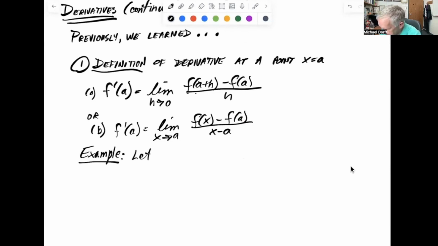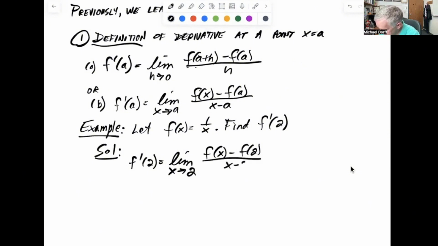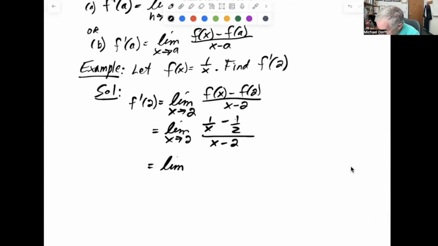Let my function f of x equal 1 over x. Find the derivative at 2. So when I do that, I'll use definition B here, the second definition. So the derivative at 2 is going to equal the limit as x goes to 2 of f of x minus f of 2, over x minus 2. So that's going to be the limit as x goes to 2 of 1 over x minus 1/2, all over x minus 2.